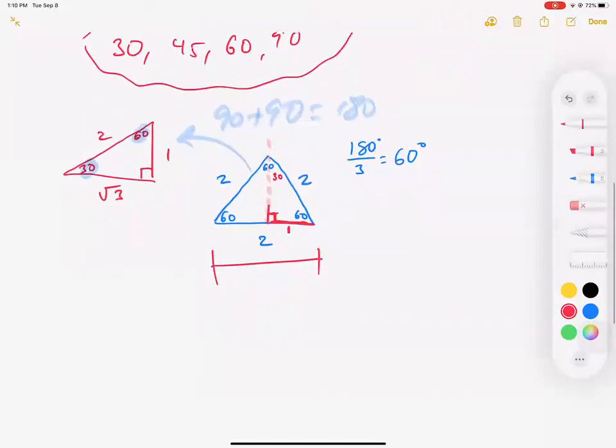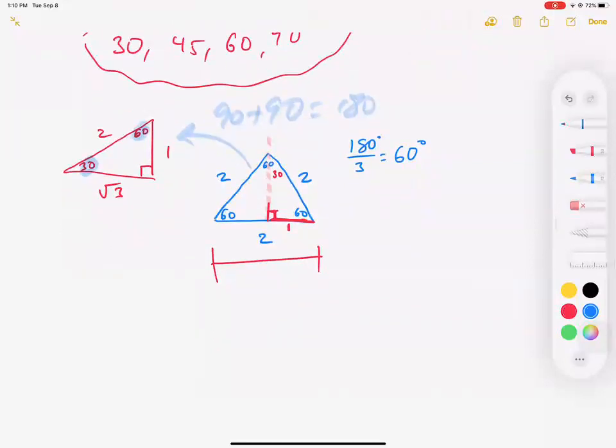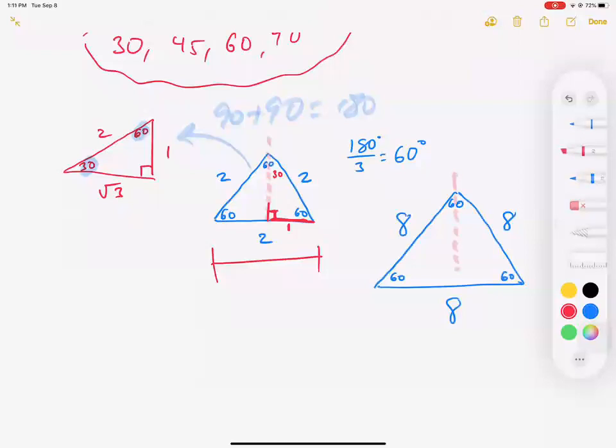Now let me draw you a bigger triangle here, so let's see if it works out the same way. If I draw a bigger triangle, and I say this is 8, 8, and 8, and since it's equilateral, we can say each of these angles is 60. And if I want to cut this in half to make a point, that will leave us with a right angle.